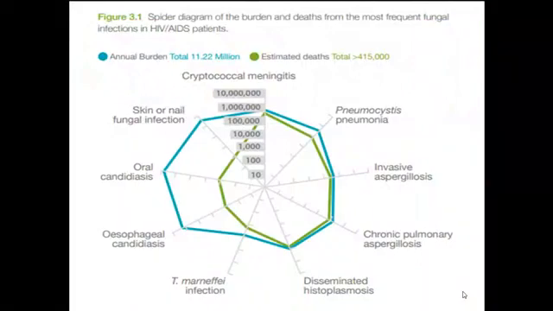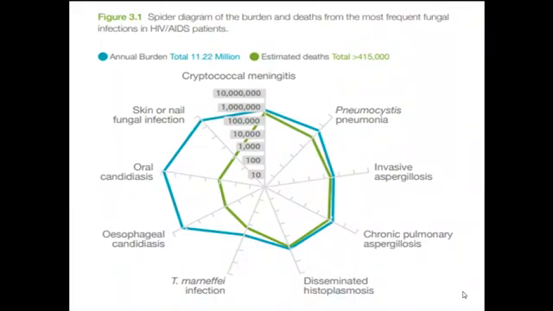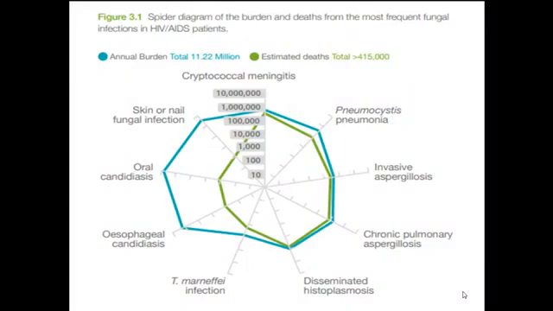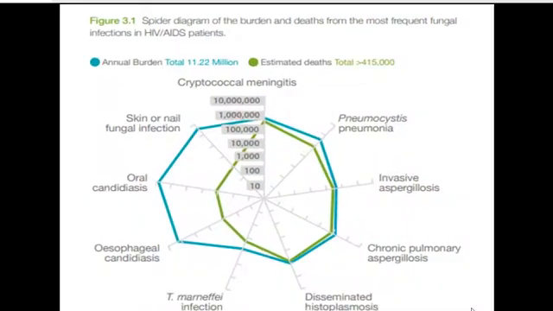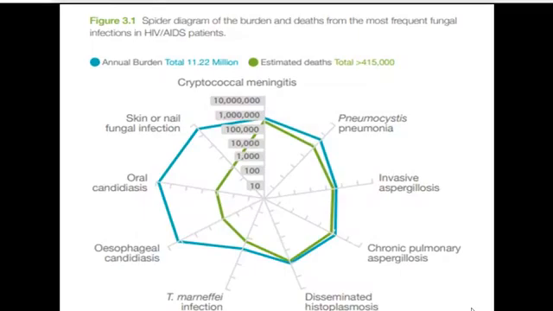In Gavi and during Sharif's presentation, he already supported us with some of the spider diagram concerning the annual burden of fungal infection, especially with AIDS patients. It's about 11 or 12 million people, and the estimated deaths are about 500,000 each year. Oh my God. So what happened? Why have fungi turned more bad and more active against human beings?